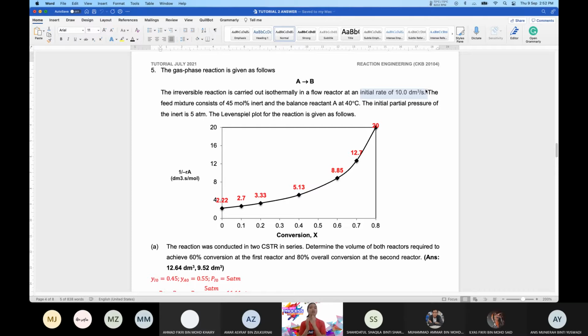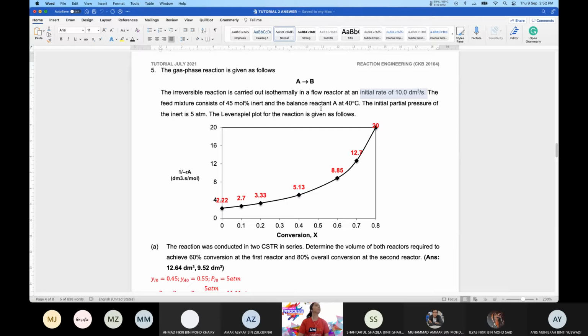Tapi volumetric flow rate pun you have to be careful sebab volumetric flow rate can be initial, can be final because volumetric flow rate can change according to the phase. So in this case, kamu kena ingat dia kata initial, right? So this is initial volumetric flow rate. V0 yang kecil tu sama dengan 10 dm³ per second.